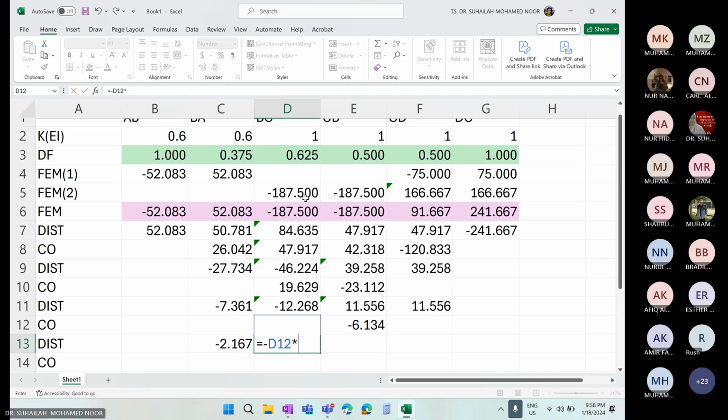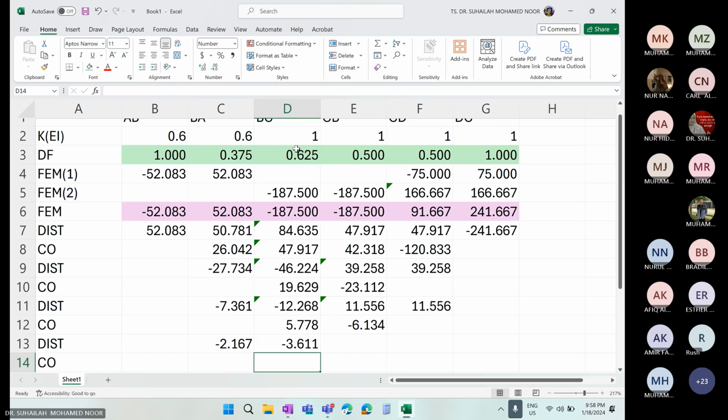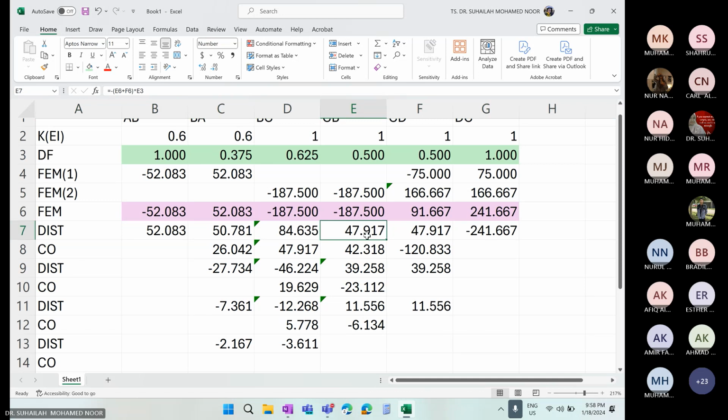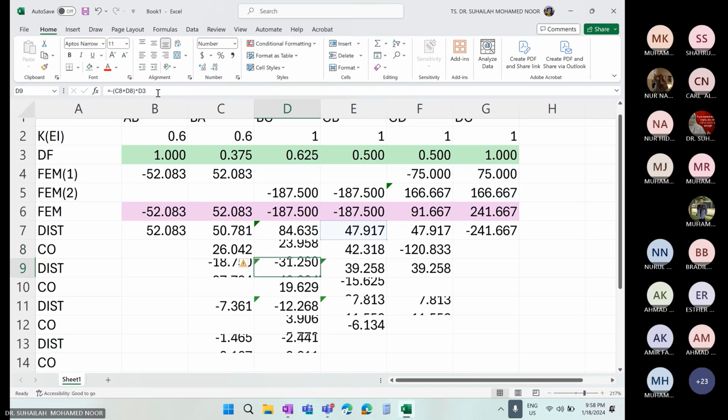Madam, in the carry over, the row number 7 has a mistake. Row number 7, okay, which one? The 47.917. Is this distribution or carry over? Oh, this one is not divided by 2. Yes, madam. Okay, thank you.